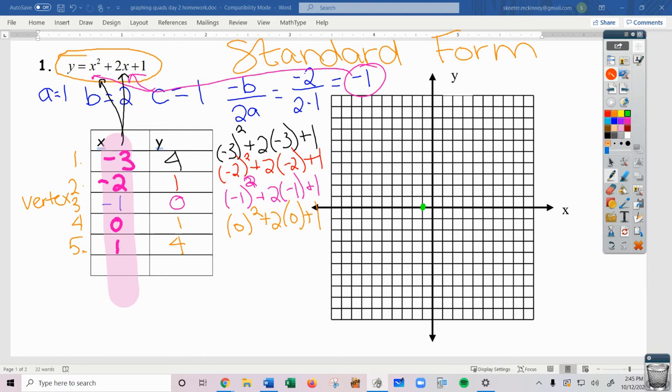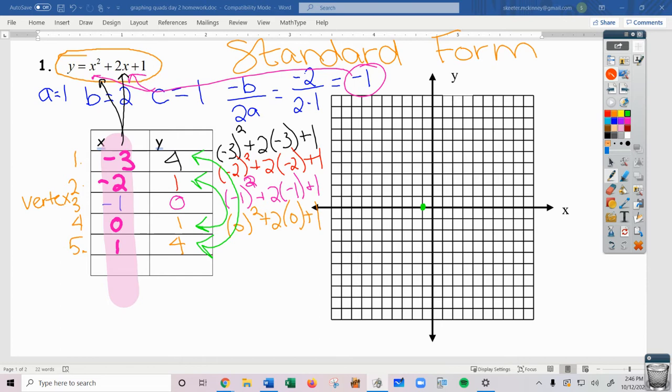Now, it is not a coincidence that these values here are the same and that these values here are the same. Remember, a parabola is symmetric. So those values that are happening in our y value, as long as we have found the vertex correctly, should be the same. If we ever get that those numbers aren't the same, that means we did something wrong.